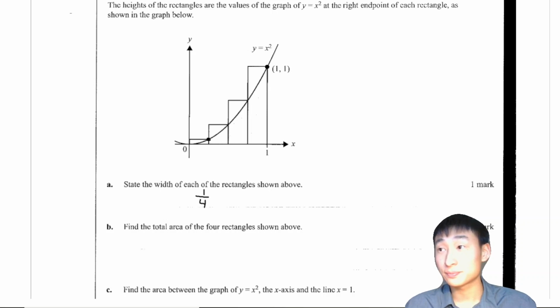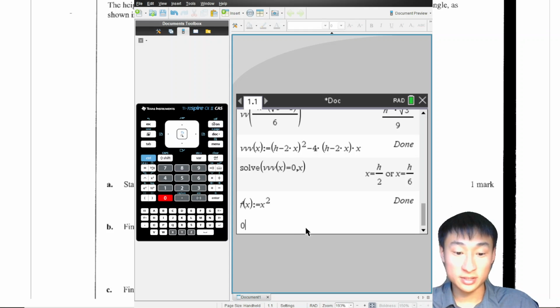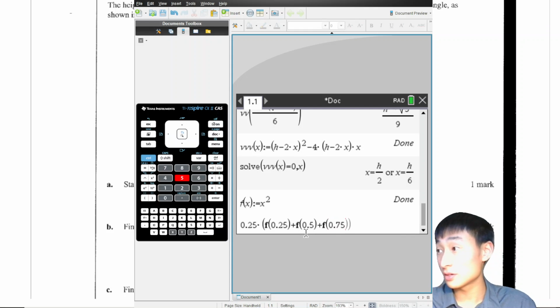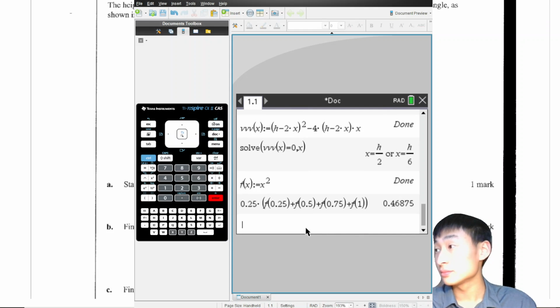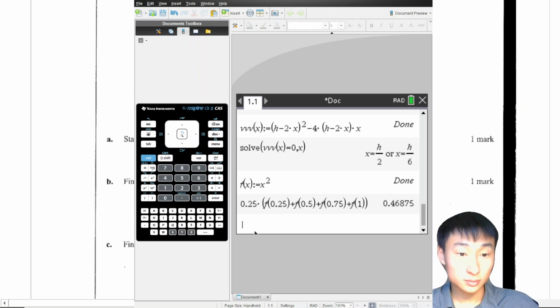I'm going to use a calculator for this. I'm going to define f of x equals x squared, and the total area is 0.25 times f of 0.25 plus f of 0.5 plus f of 0.75 plus f of 1. That's 0.46875.